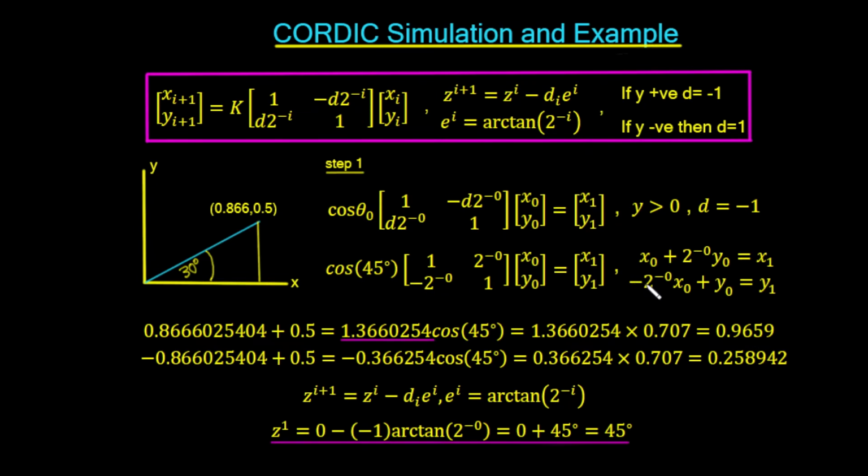Now we do the same in the second line here. We're going to have minus 2 to the minus 0, which is just a value of 1. So it's 1 and it's minus, so it's going to be minus 1. So it's minus 1 times x0, which is 0.866. So we get our minus 0.866 here, and it's plus y0, which is 0.5. So when we add these two together, we're going to get this number here. And again, I'll underline this number.